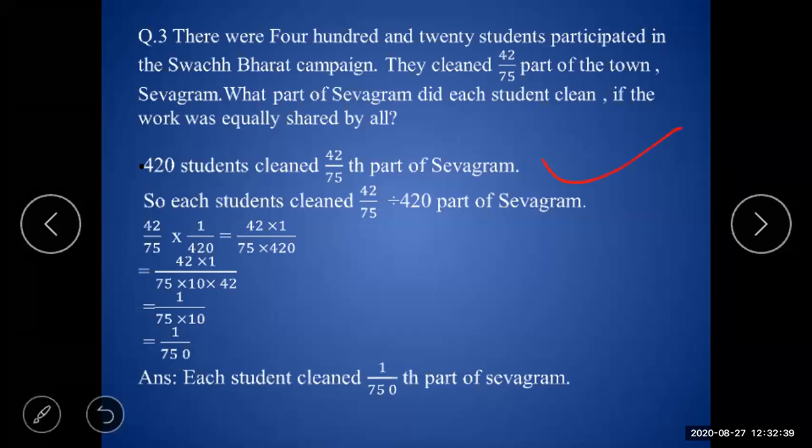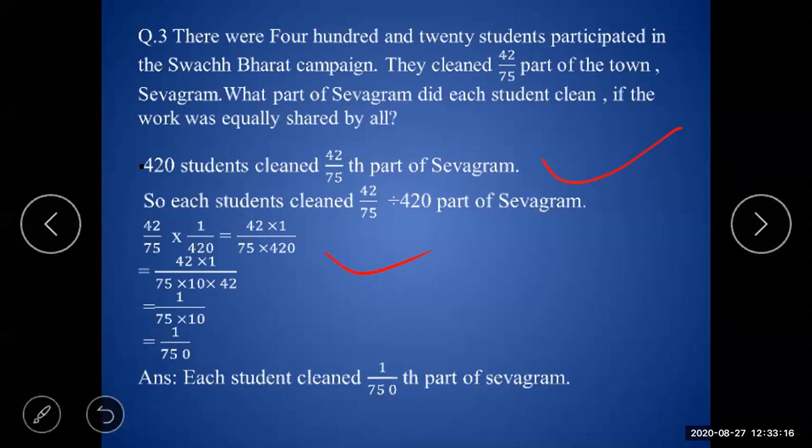The next is what they ask about each student. So we will write for each student clean. How much does each student clean? They clean 42 upon 75 divided by 420 part of the Sevagram. Now here 42 upon 75 will remain as it is. Division will convert into multiplication. As the division converts into multiplication, the second number will be the reciprocal. Now the reciprocal of 420 will become 1 upon 420.